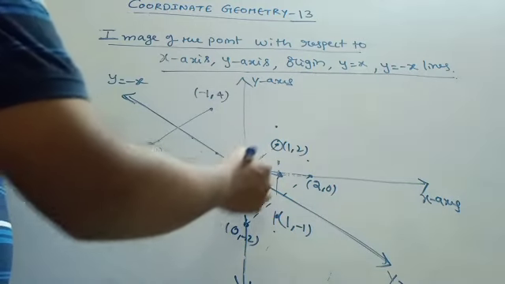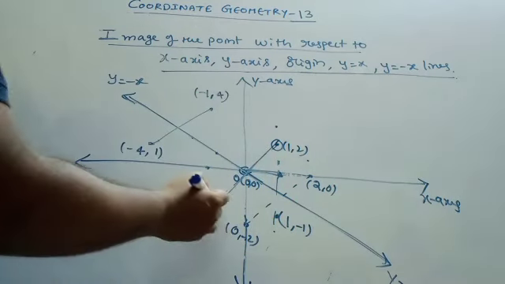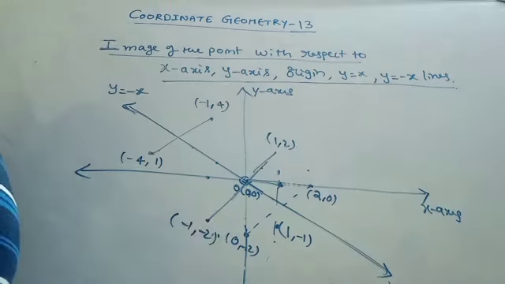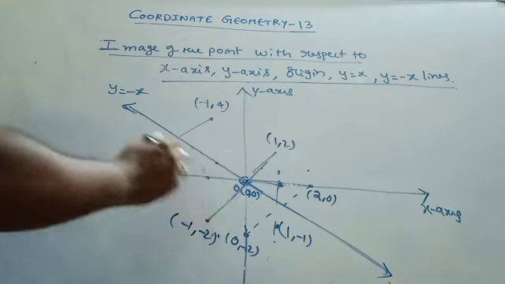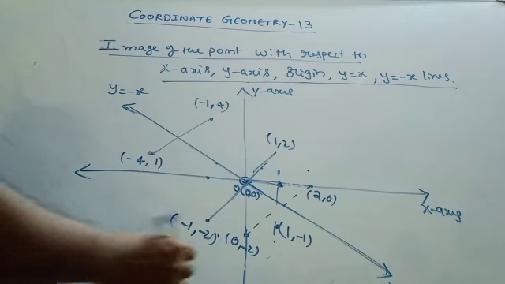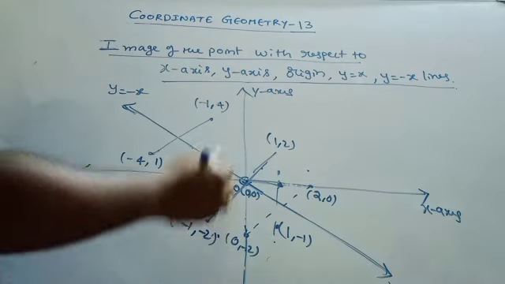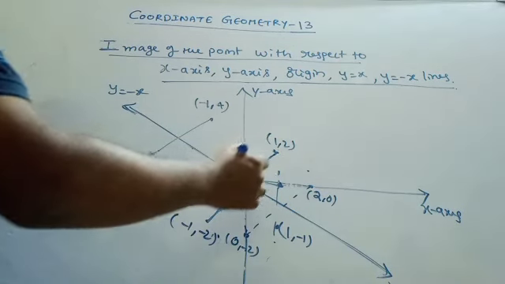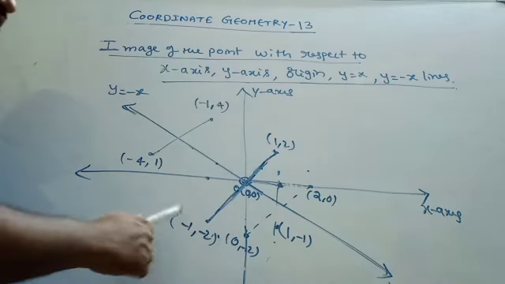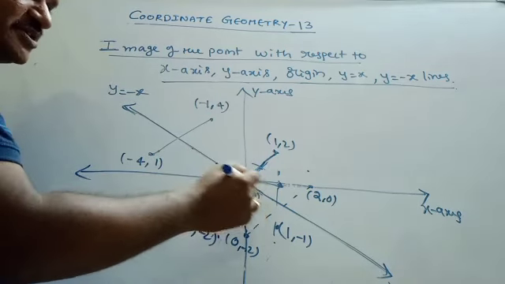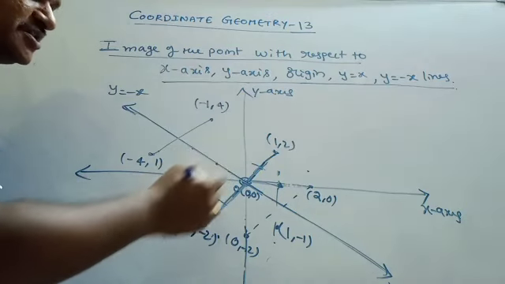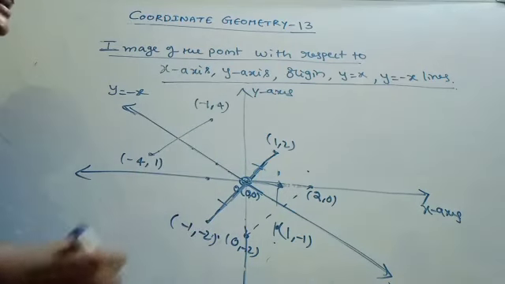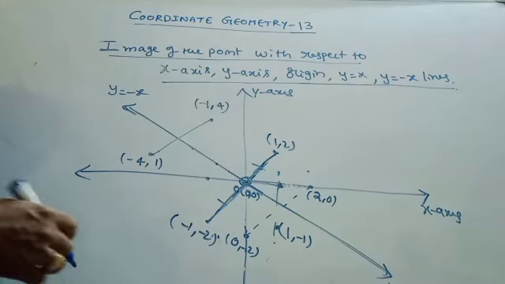Sorry, the image of (1, 2) under this line is nothing but (-1, -2), not (1, -2), because of the same distance. If you take its midpoint, it should maintain the same distance from this line. The midpoint is (1 + (-1))/2 = 0, (2 + (-2))/2 = 0, that is lying on this line. Right, fine.